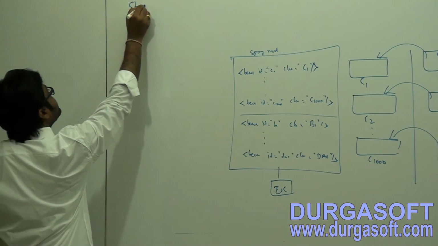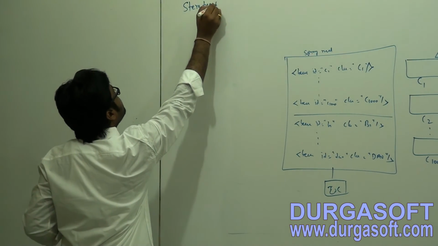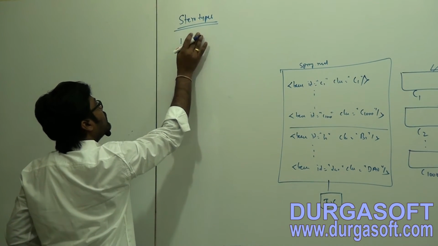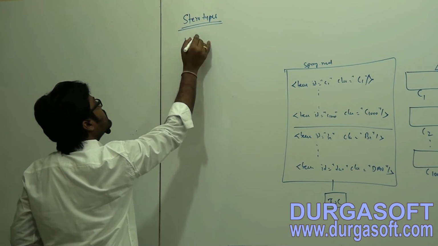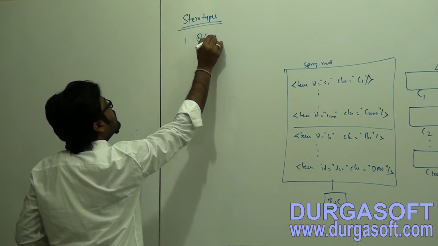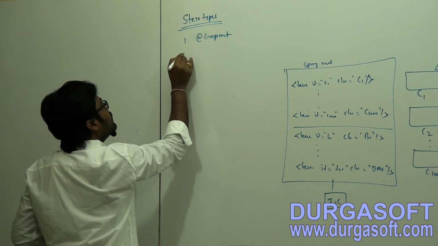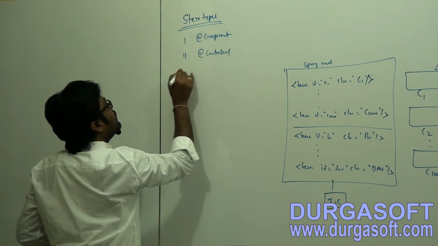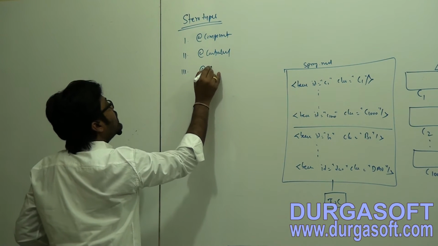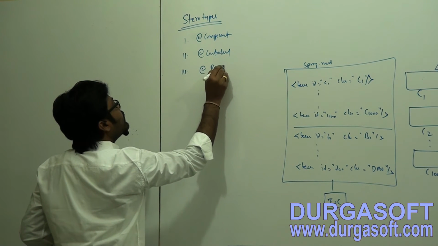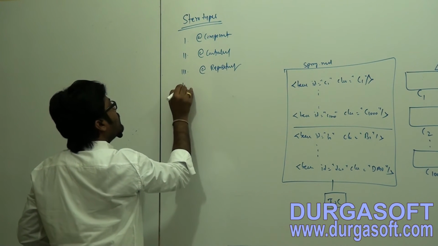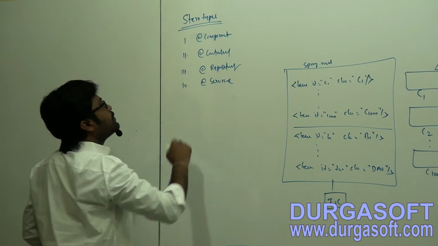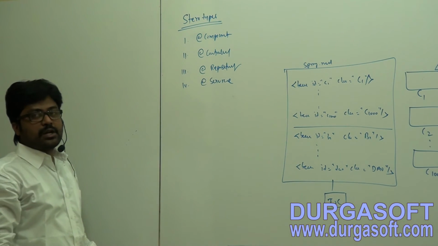Stereotype annotations, stereotypes we have, right? So we have stereotype annotations: @Component, and we have @Controller, and we have @Repository, and we have @Service. These are 4 stereotype annotations.